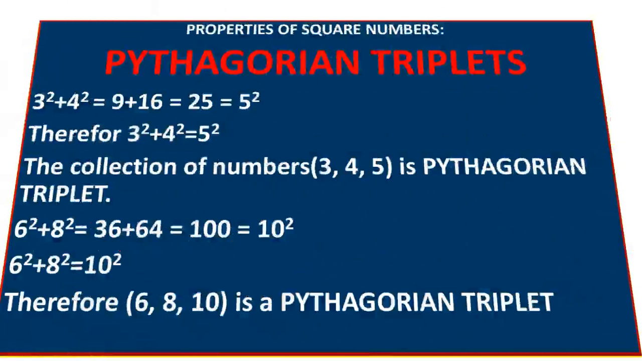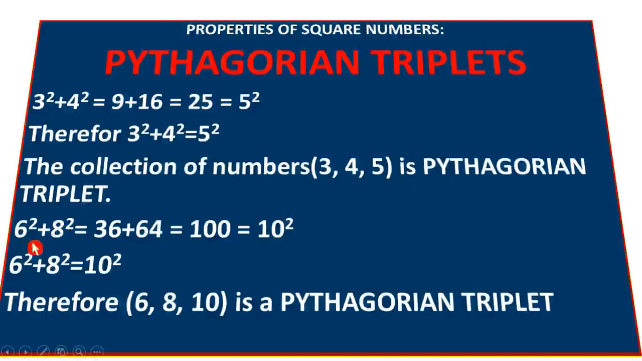Next, children, let us learn the Pythagorean triplet. 3 square plus 4 square equal to 9 plus 16. 3 square equal to 9, 4 square equal to 16, which equals 25, and 25 is the square of 5. Therefore, 3 square plus 4 square equal to 5 square. The collection of numbers 3, 4, 5 is a Pythagorean triplet.